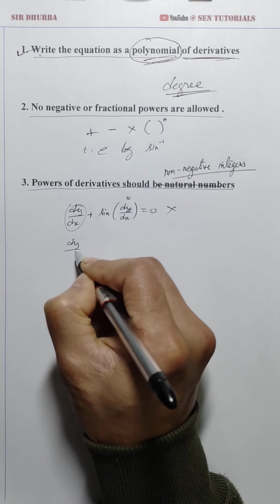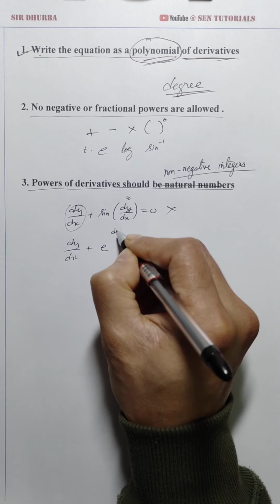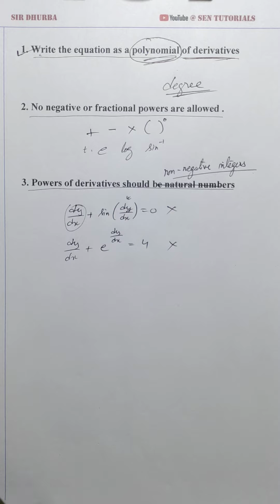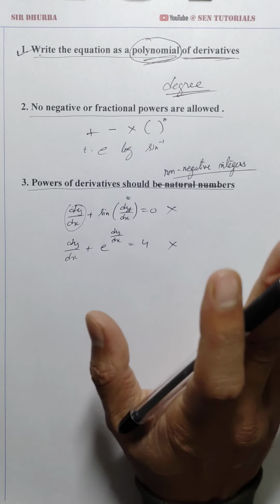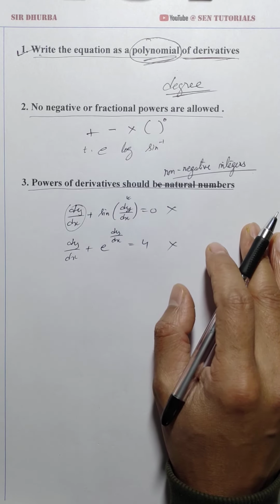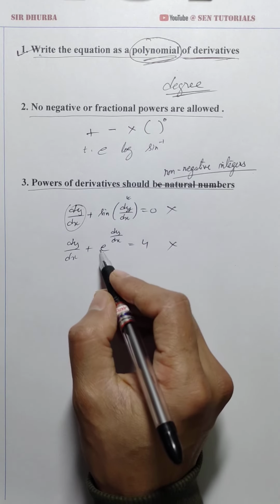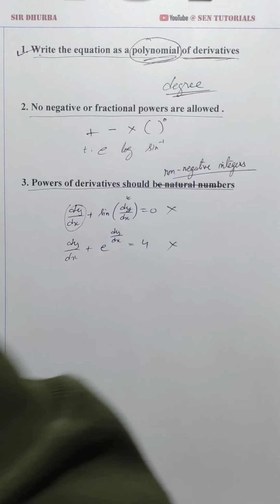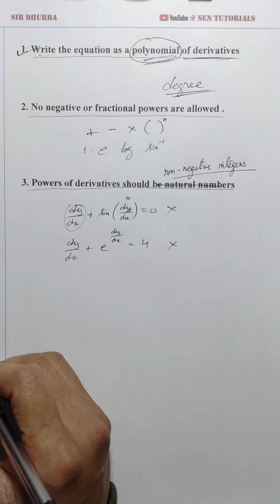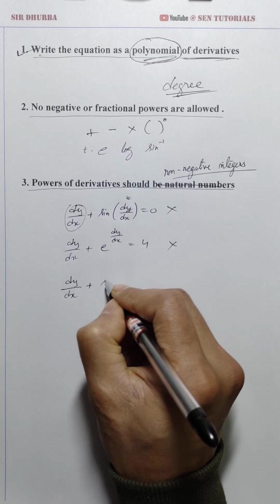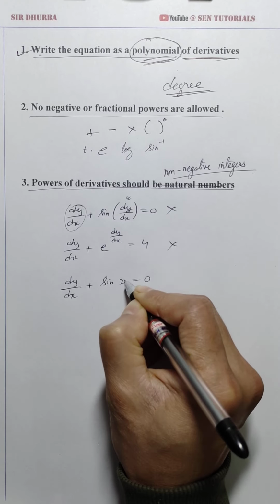Like dy by dx plus e power dy by dx equal to 4. This is also not defined. Order is there, 1. Order means dy by dx. But degree, no, because it is not defined. Because it is not a polynomial of derivatives. Clear, no? But now, let me make it more interesting for you. What about this? Okay, order 1.